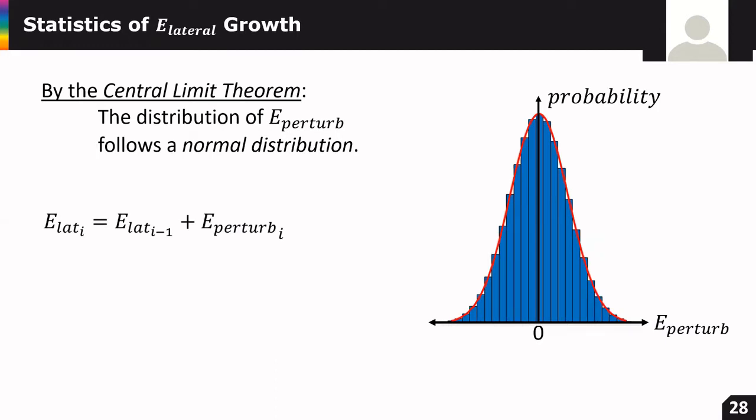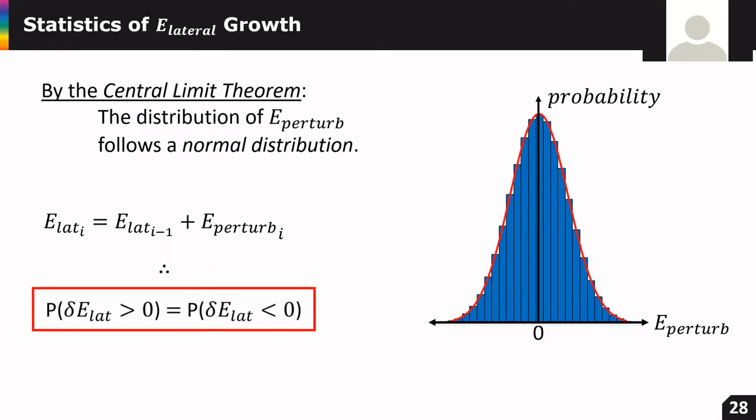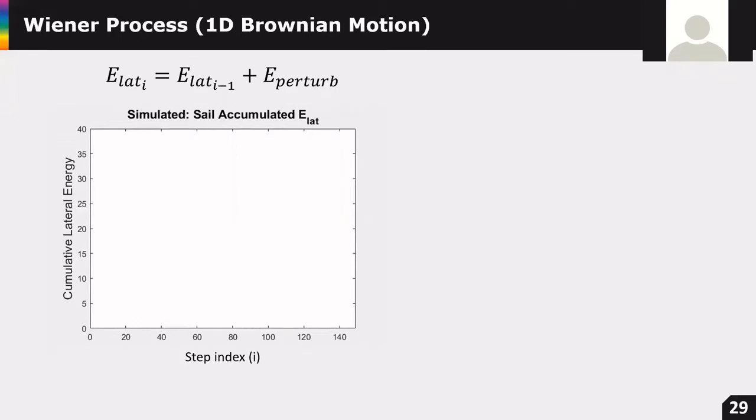If the lateral oscillation energy at any given moment is equal to its oscillation energy the moment prior plus some perturbance, and those perturbances follow a normal distribution, then the probability that the sail's lateral oscillation energy increases is the same as the probability that the lateral oscillation energy decreases. So it's equally likely that the oscillation will be larger or smaller. And in statistics, when this happens, it's called a Wiener process, which is heavily studied in statistics, and it's more commonly known as one-dimensional Brownian motion.